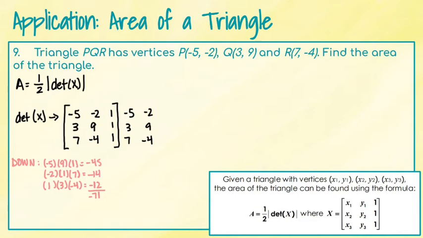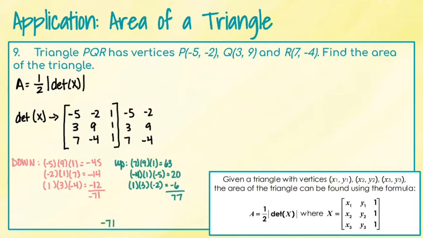So then our up diagonals start at the bottom left and go up. So 7 times 9 times 1, that's 63. Then -4 times 1 times -5 is +20. And then 1 times 3 times -2 is -6. And when we add those together, we get 77.